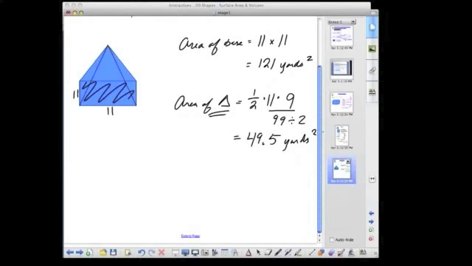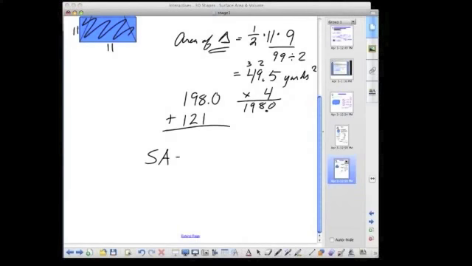Knowing that I have 4 triangles that make up the lateral sides of my polyhedron, I need to multiply 49.5 times 4. And 5 times 4 is 20. I carry my 2. 4 times 9 is 36 plus my 2 is 38. 4 times 4 is 16 plus my 3. So the area of the lateral sides of my polyhedron, or my square pyramid, is 198 plus my 121 yards squared that exist from the square base of my pyramid. My total surface area is going to equal 319 yards squared.